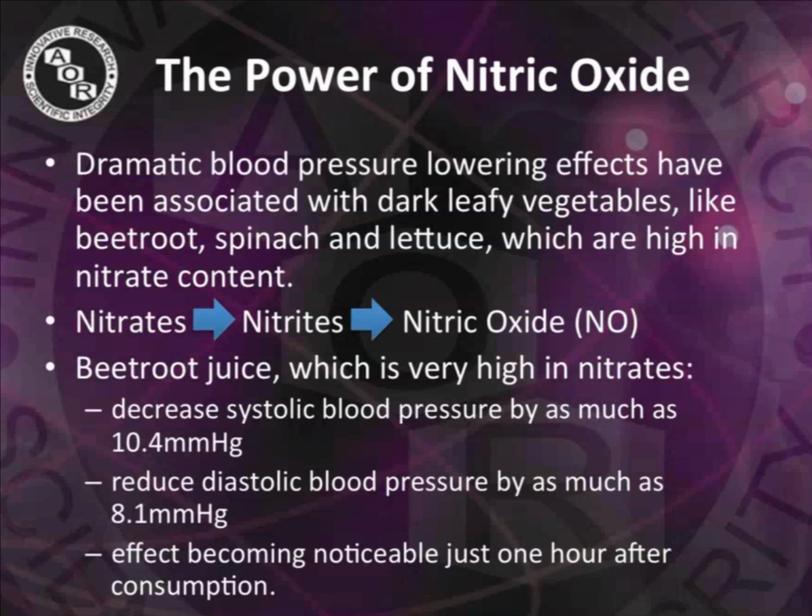We're going to talk about a concept here, and the concept is nitric oxide and how this affects different facets of cardiovascular health and function. They've shown that there can be a dramatic reduction in blood pressure following ingestion of dark leafy vegetables like beetroot, spinach, and lettuce, which are high in something called nitrate.